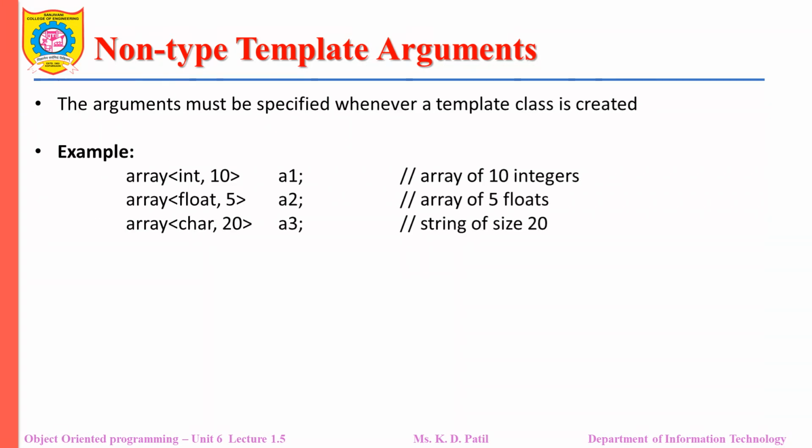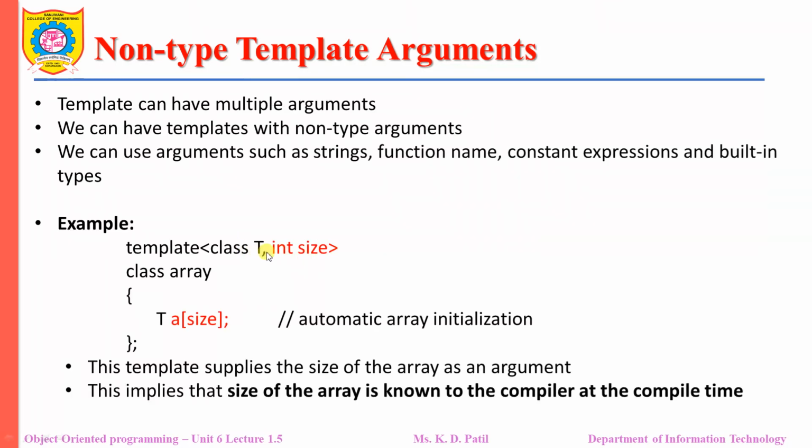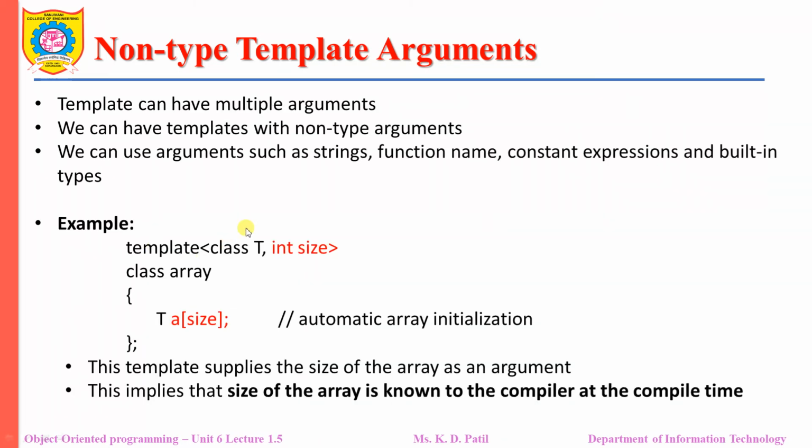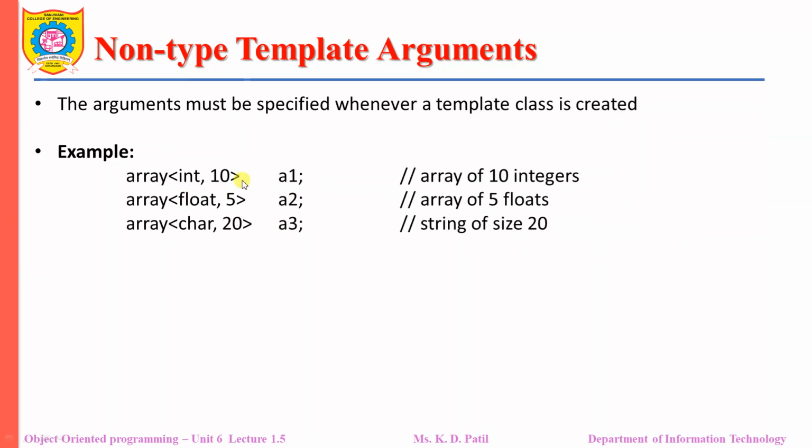The arguments must be specified whenever a template class is created. That means whenever the template class is created, that argument must be specified in the template statement. Here are some examples. Here we have the array with the integer size 10, and the object we have created is a1. Here we have another object, that is a2. And this is with respect to this array example. This is the template class, and we have created objects of that template class.